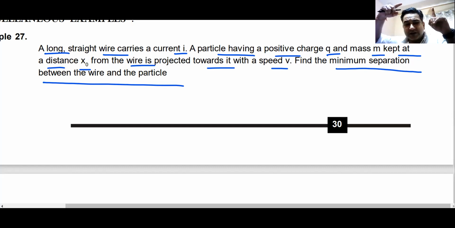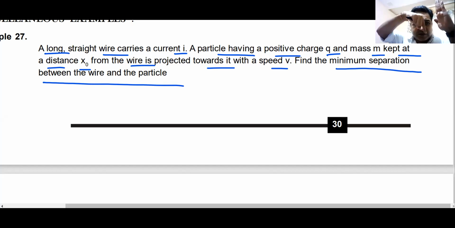Now this wire is going to create a magnetic field. Because of this magnetic field, the particle is trying to move in a circle, but the magnetic field is not constant, so the radius of that circle will not be constant. The magnitude of velocity will remain the same, but the direction of velocity will keep on changing. So there will be a point where it becomes parallel to this wire. Yes or no? Yes, sir. You have to find that minimum distance. How will you find it out? Have you done this question before?